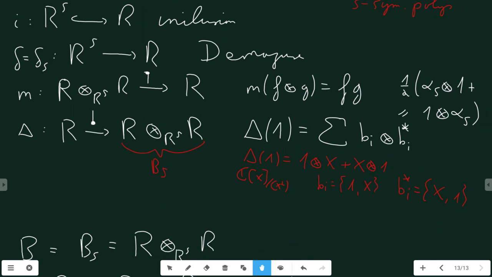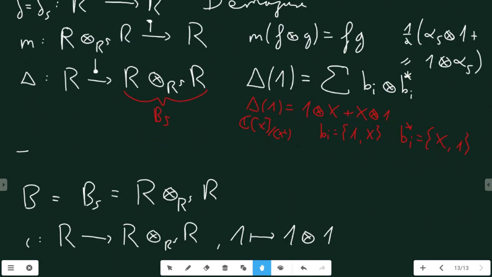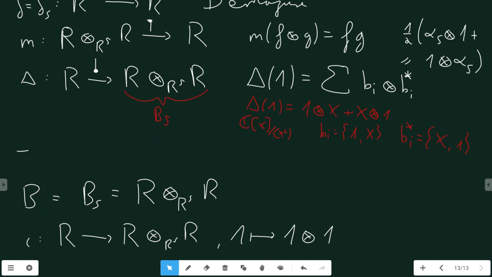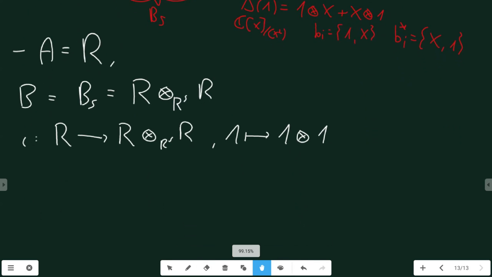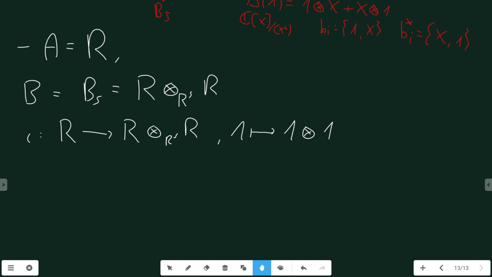And yes, it is. Here comes the precise statement. Now I take B to be BS, sorry, B to be BS and A to be R. Very good. This is also a Frobenius extension. Voila. You have this map. You have a delta map, which was the delta map from above.